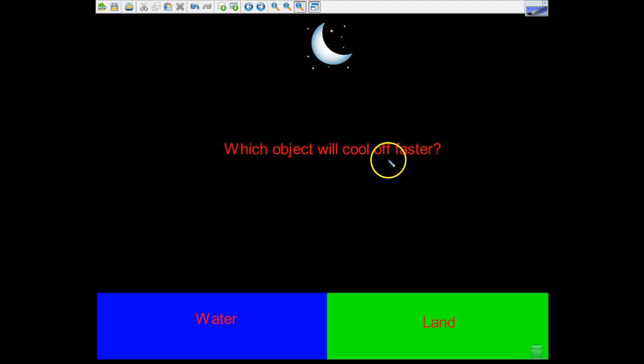Okay, so it's going to cool off faster. Cool off. You think? And you are correct if you said land. Land's going to cool off faster because land has a low specific heat.